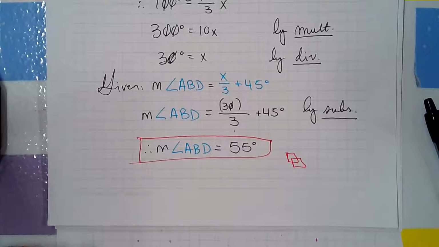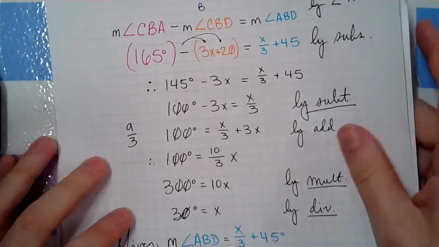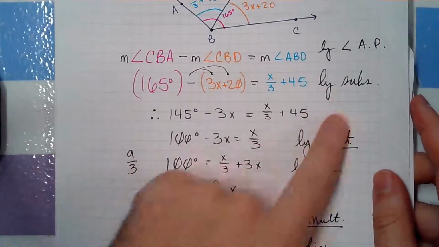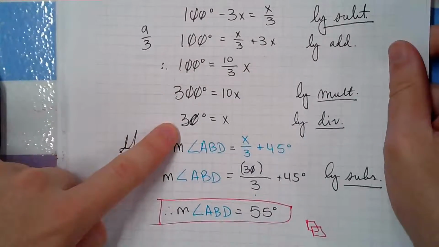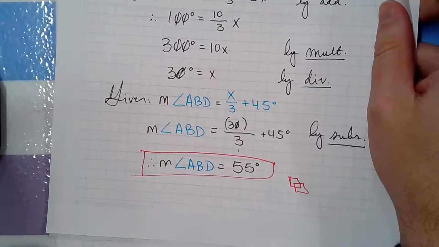How you feel? It's a lot of steps, but you get the gist? Angle addition postulate, substitution, get stuff in, do math, go back and plug it in. Yeah?